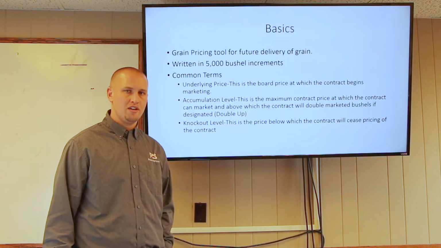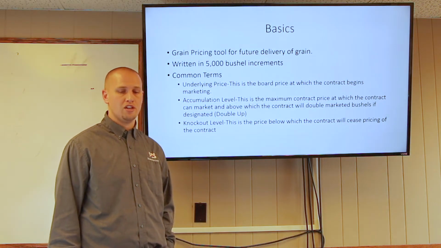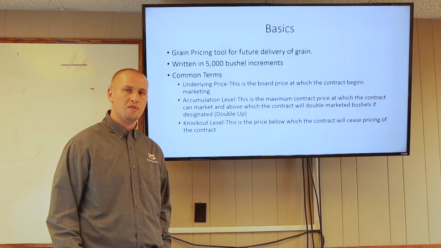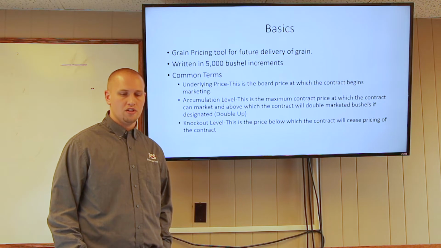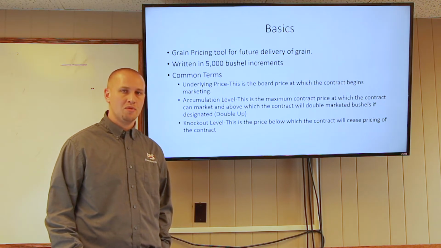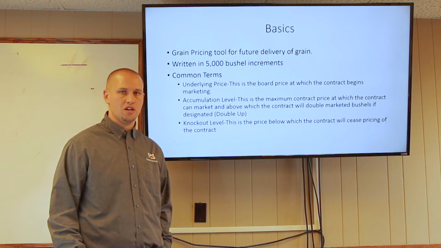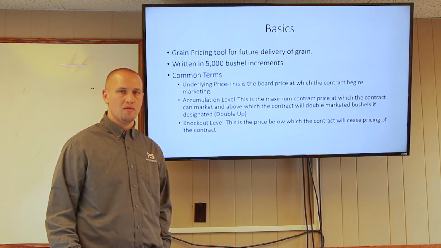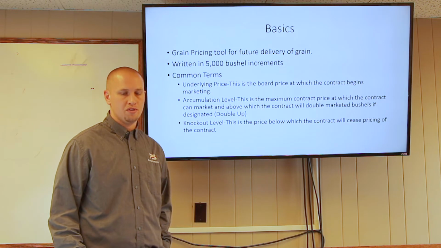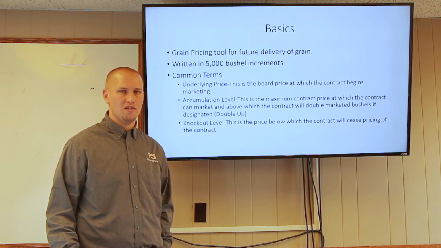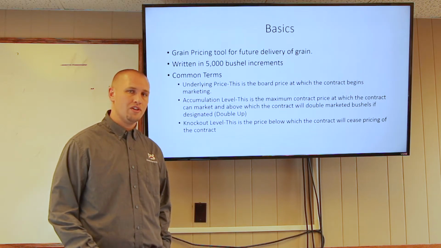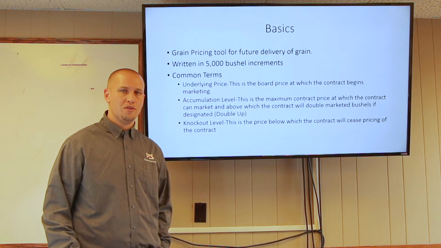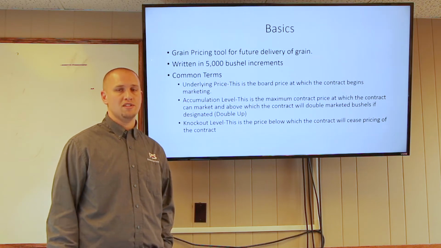Now, some of the terms you might hear used with the accumulator contracts are like underlying price. That would be the board price that we set on the contract where we start marketing our grain. There's also accumulation level. That would be the maximum price on the contract above which, if we trade above, we will double up our marketed bushels if we are running a double up accumulator. That's typically 20 to 30 cents above our underlying price. There's also a knockout level. That would be typically 20 to 30 cents below the underlying price, and that's the price at which, if we close, we will cease pricing bushels on the contract altogether.